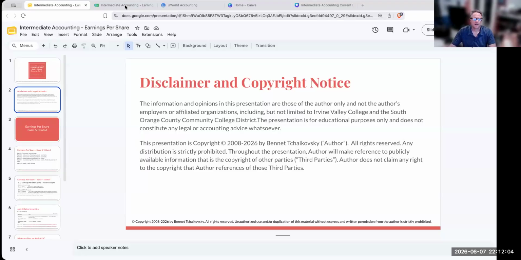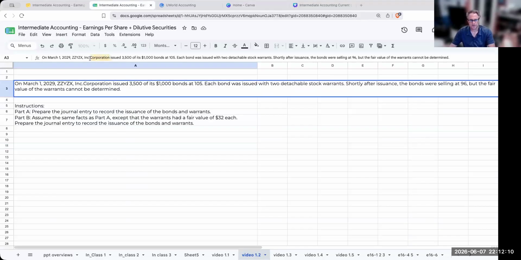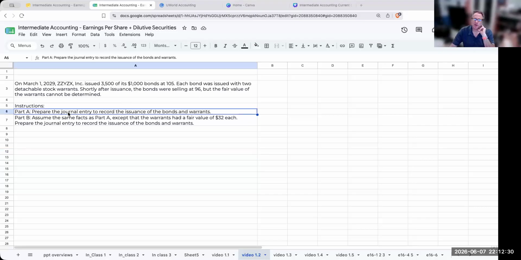Okay, well, let's take a look here. So we've got ZZix Inc. Corporation. Issued 3,500 of its $1,000 bonds at 105. Each bond was issued with two detachable stock warrants. Shortly after the issuance, the bonds were selling at 96, but the fair value of the warrants cannot be determined. Prepare the journal entry to record the issuance of the bond and the warrants.